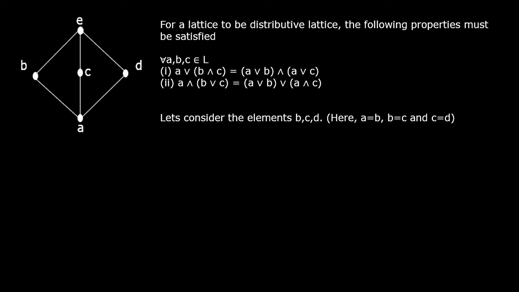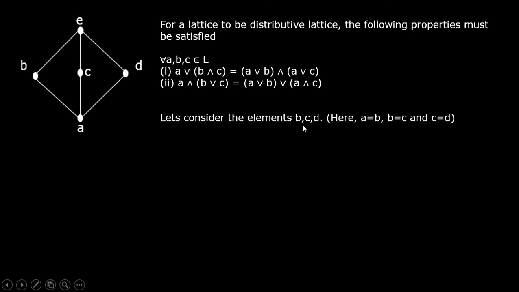Before I proceed further, let me tell you once again that A, B, C represent any three random elements of the lattice, and for all the elements of the lattice we have to make these possible combinations. For all the possible combinations of the elements of the lattice, these two conditions must be satisfied, but only three elements at a time.